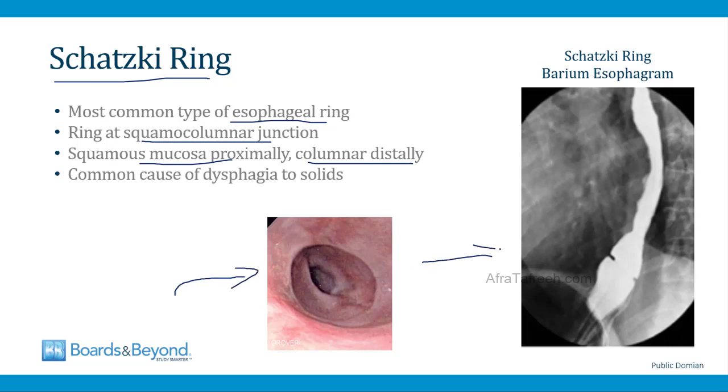Shown on the right is what one looks like by barium esophagram. You can see this narrowing in the distal esophagus. That's evidence of the Schatzki ring. And Schatzki rings, just like all rings, are a common cause of dysphagia to solids. This is a structural lesion, not a motility problem, so it usually presents with dysphagia to solids. Liquids can usually move past the ring.